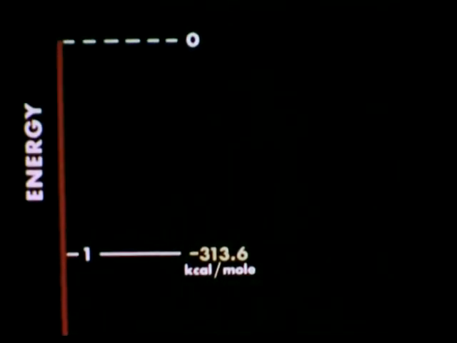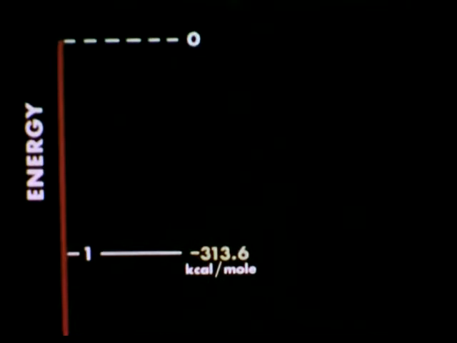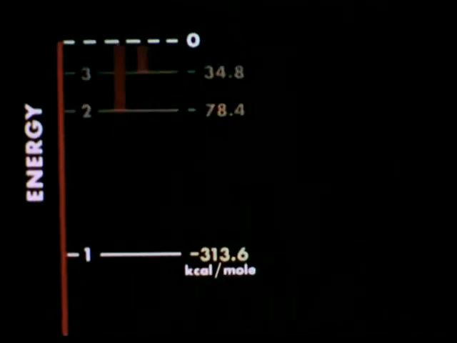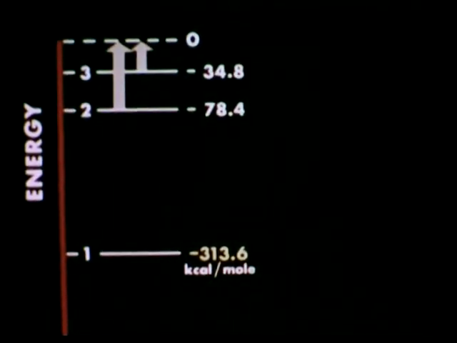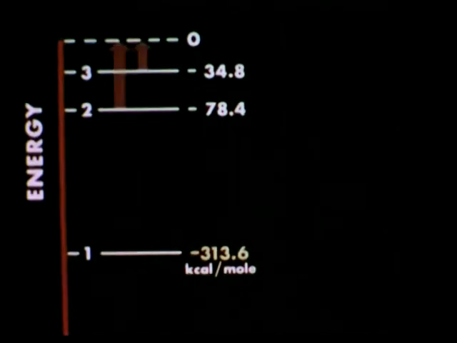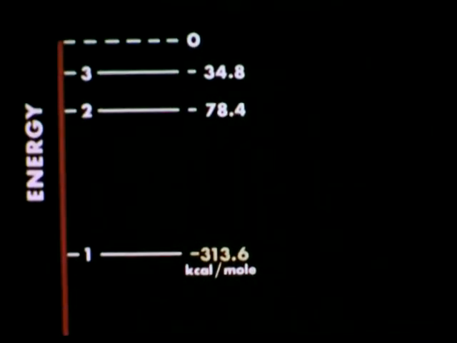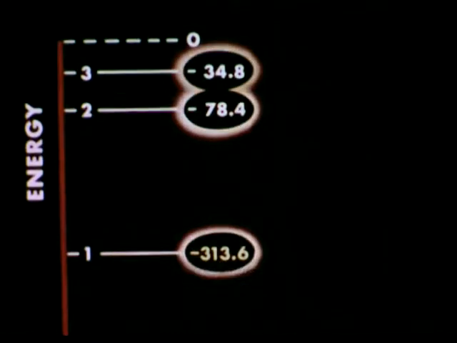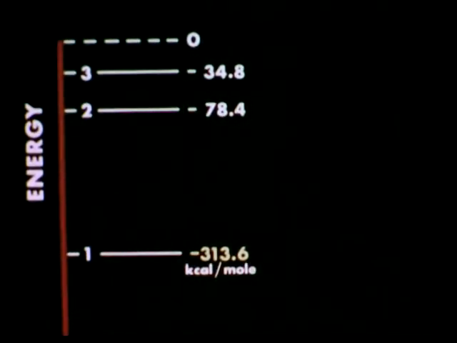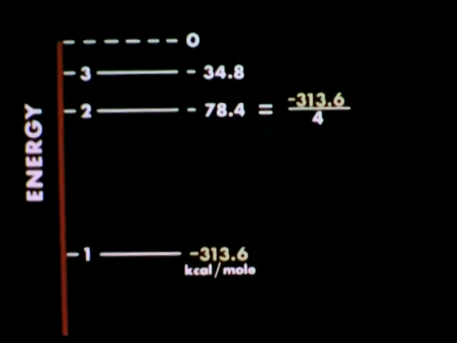Interpretation of the hydrogen atom spectrum shows that the atom has higher energy levels. For instance, here are the energies of the second and third energy levels. Numerical analysis of the energy values shows that these experimental energies are very simply related. For example, the 78.4 kilocalorie energy value may be rewritten this way.